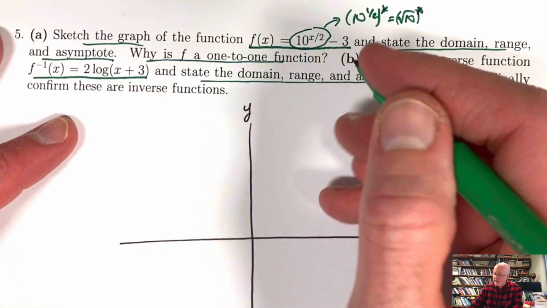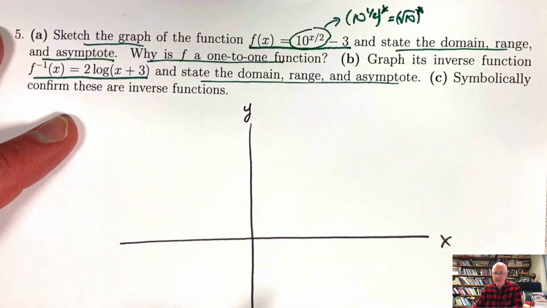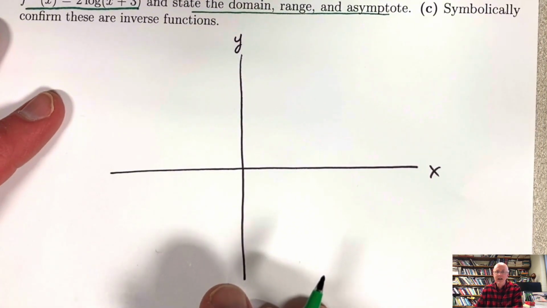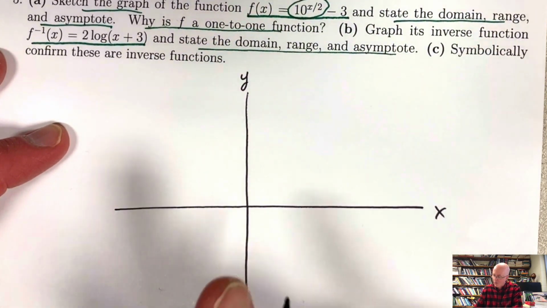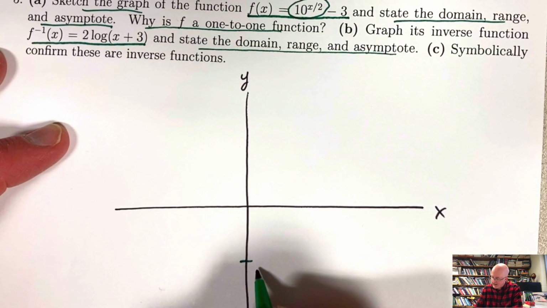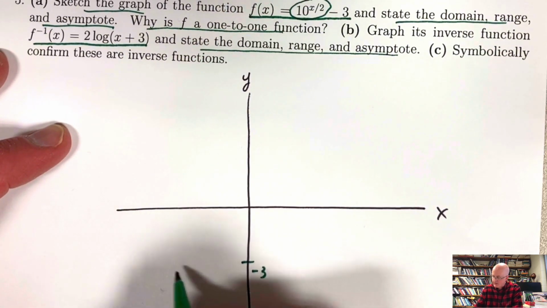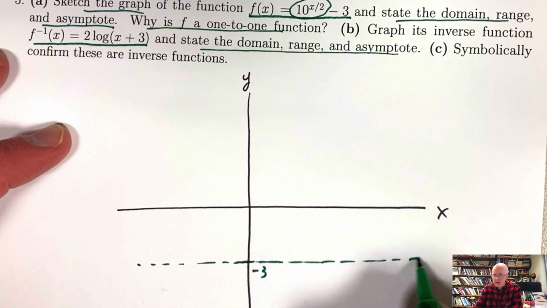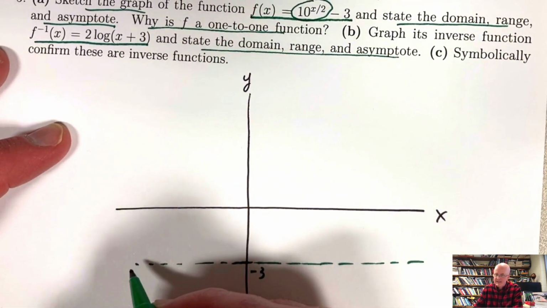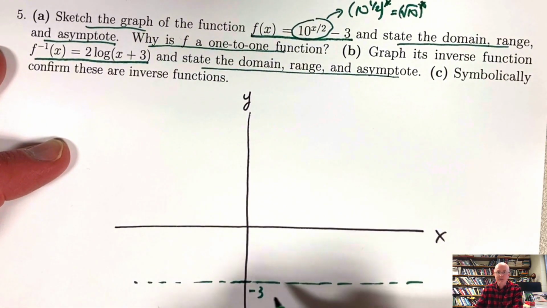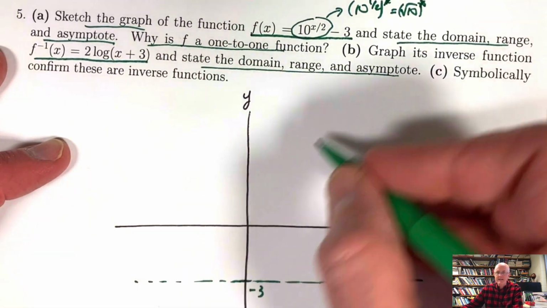But then the minus 3 translates the graph downward, so it's going to have a horizontal asymptote at y equals -3. It's going to get translated down by 3 units. Let's draw a horizontal line there, dashed, say, at -3. That's going to be the horizontal asymptote for this function as x goes to minus infinity. The graph's going to look like this.